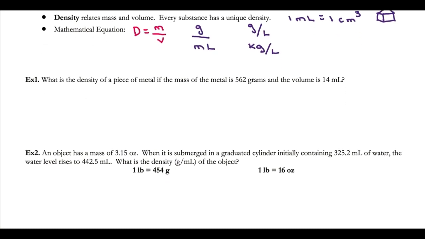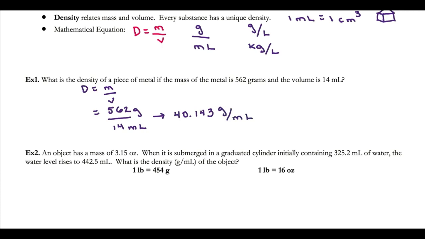It says, what is the density of a piece of metal if the mass is 562 grams and the volume is 14 milliliters? So I'm solving for density, so I'm going to use my formula. So I'm first going to put my unrounded value here. My unrounded value that I get is 40 point, I'm going to actually round a little bit, so don't go too crazy, let's say 40.3. My units are grams per mil, because I divided mass, grams, by milliliters.